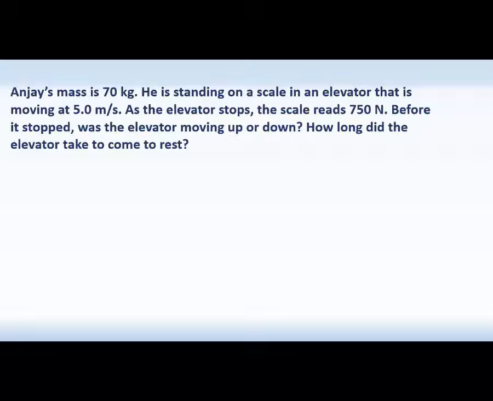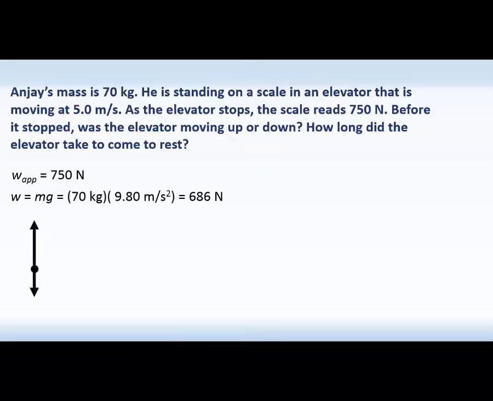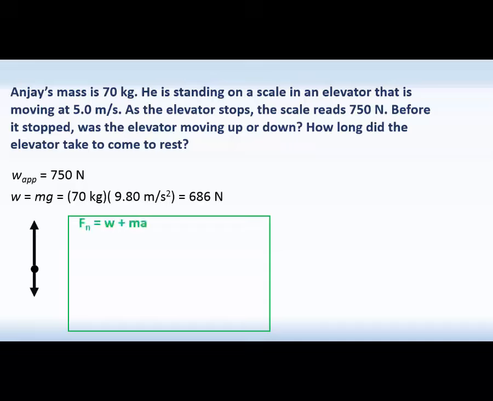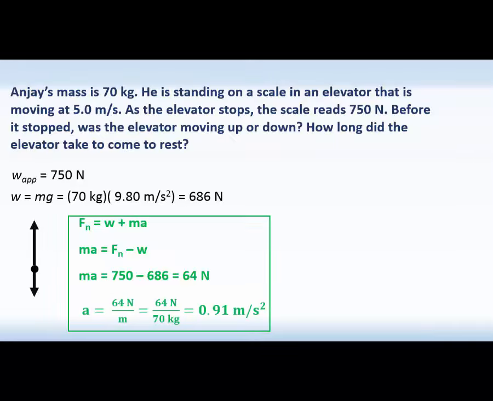Well, we can begin by looking at some known values here. We know the apparent weight is 750 newtons, and we also know that Angers' real weight from gravity is 686 newtons. We can draw a force diagram that shows that the apparent weight of 750 is more than the real weight of 686. That sort of lets us know that the acceleration was positive. We can actually find out what the value of the acceleration was by equating the normal force to the weight plus mass times acceleration and solving through for acceleration.